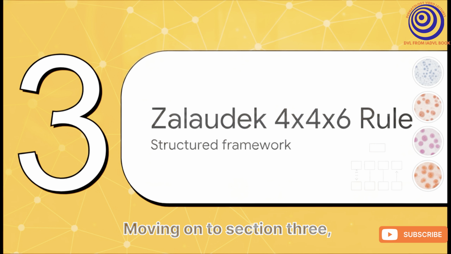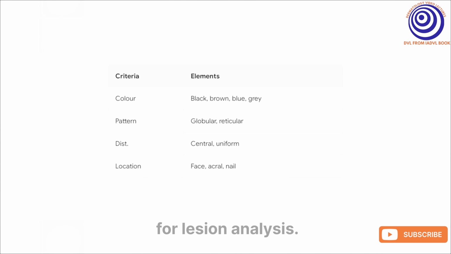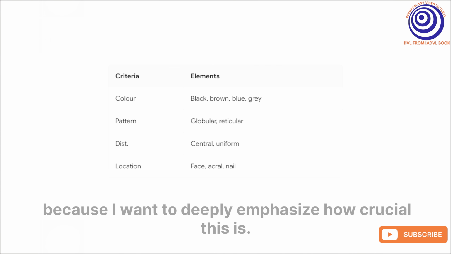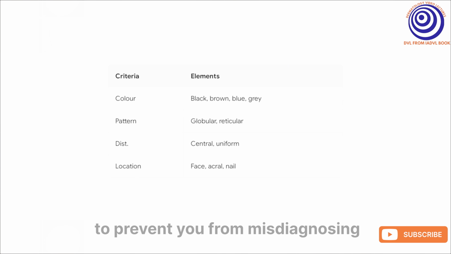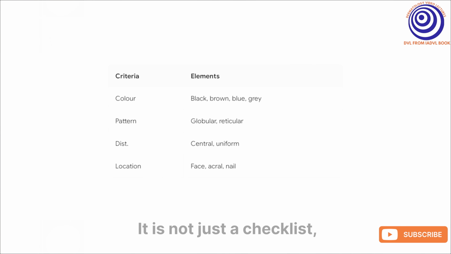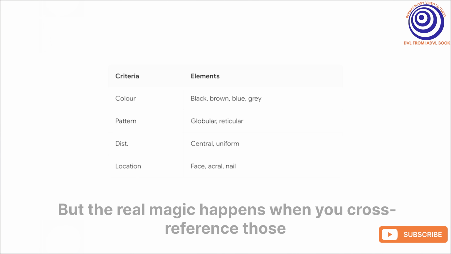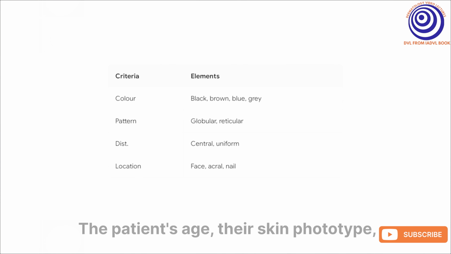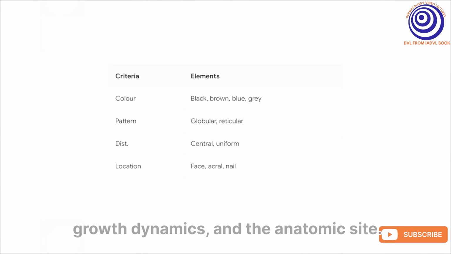Moving on to Section 3, the Zalaudek 4x4x6 rule, a structured framework for lesion analysis. Let's look closely at this table because I want to deeply emphasize how crucial this is. The Zalaudek rule acts as a rigorous mental matrix to prevent you from misdiagnosing an atypical melanoma masking as a nevus. It is not just a checklist, it's a highly active cross-referencing system. First, you assess 4 core criteria: color, pattern, pigment distribution, and location. But the real magic happens when you cross-reference those against 6 modifying factors: the patient's age, their skin phototype, their history of UV exposure, pregnancy, growth dynamics, and the anatomic site.